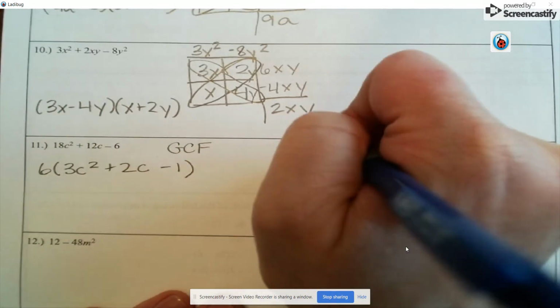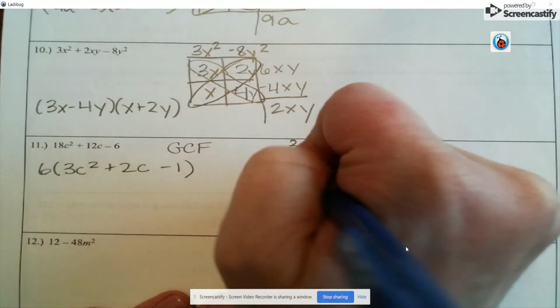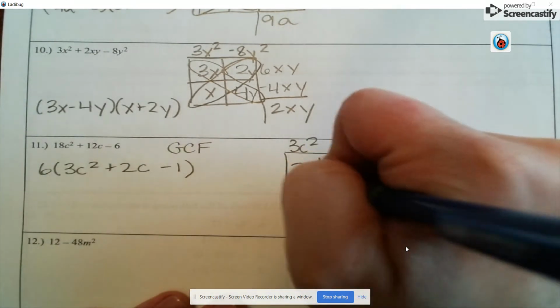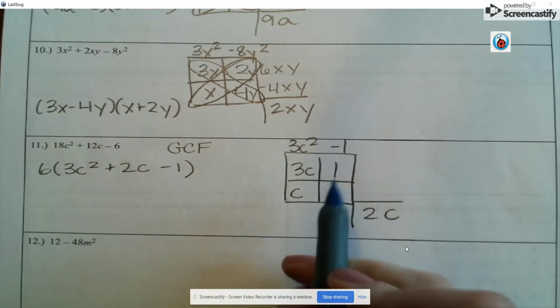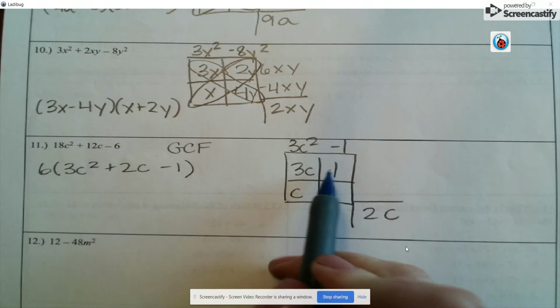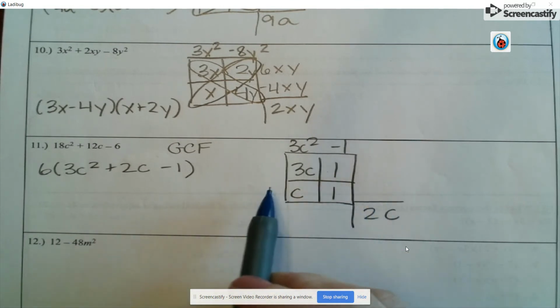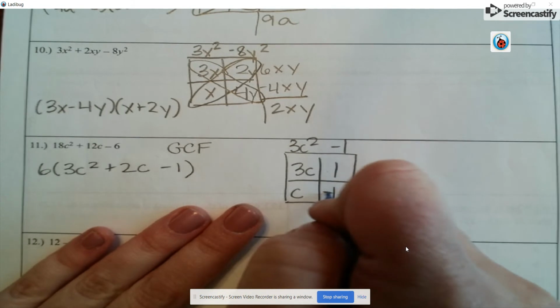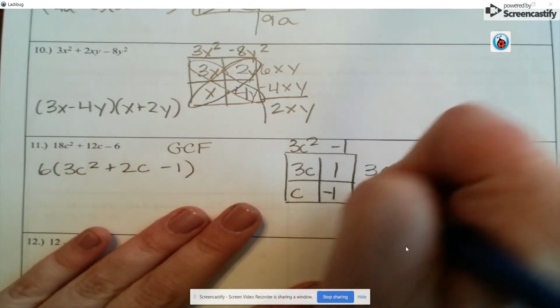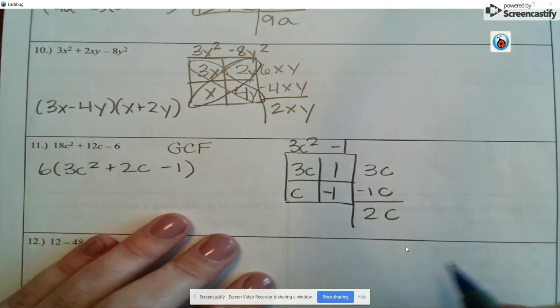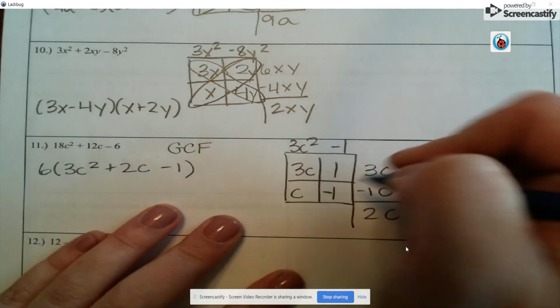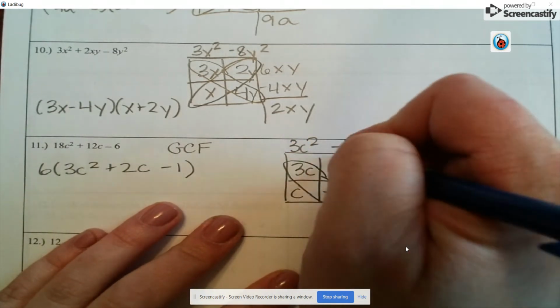So let's see. I know it's got to be 3c and c. I know it's got to be 1 and 1, but I need to figure out which one's going to be negative. If I put a negative here, that'll be a negative 3c, which will give us a negative 2c. So I'm going to put the negative down here, and that'll give me a positive 3c, negative 1c, and that does, in fact, add to 2c. So now I can just go diagonally.